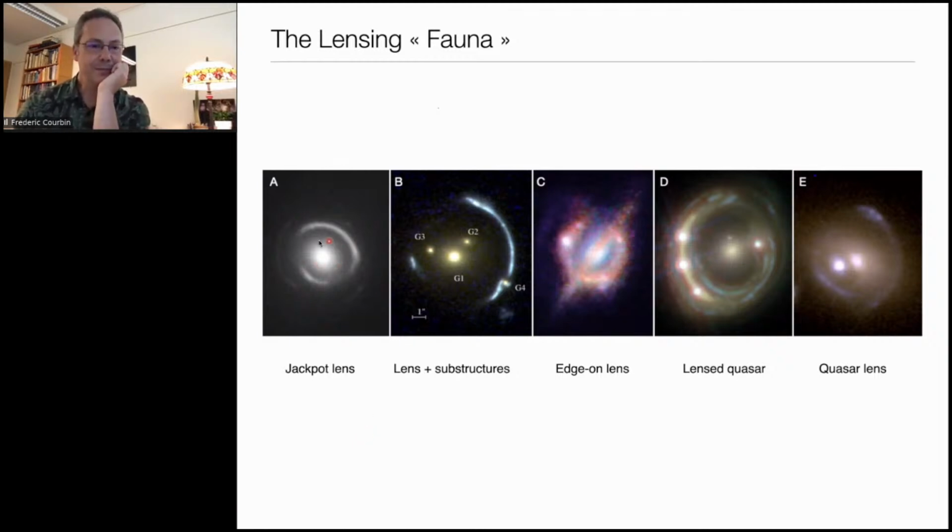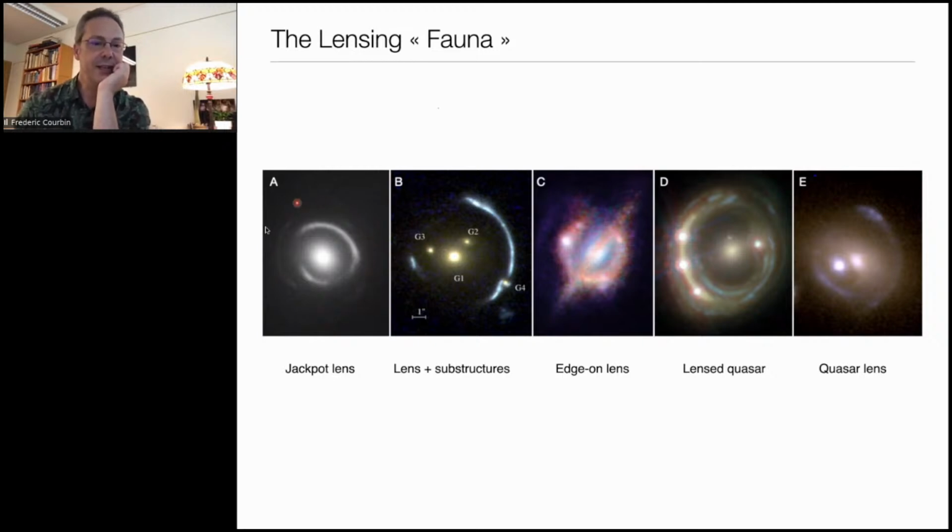So here is one that was discovered some time ago. It's a very lucky one where you have a lens and two sources at different redshifts like this. So that's called a jackpot lens because it's very rare. And you have here an Einstein ring. That's the area where you see the lensed images of one source in that case. And then you have another source here at a different Einstein radius.